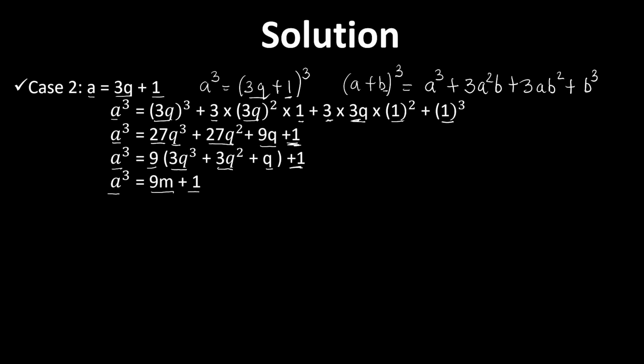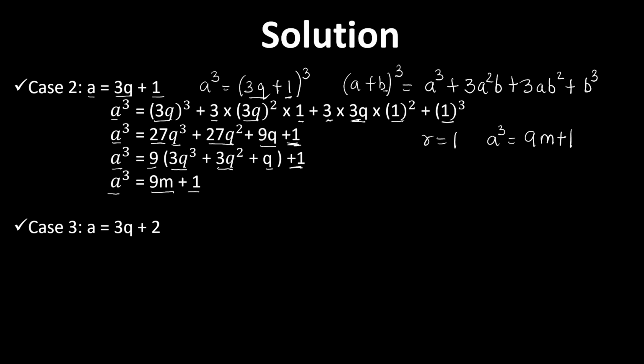So what did we observe in the second case? When we considered remainder equal to 1, we got the cube of any positive integer in the form of 9m plus 1. Now let's consider the third case where remainder is equal to 2.